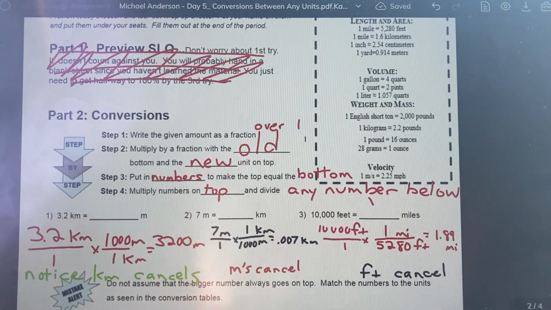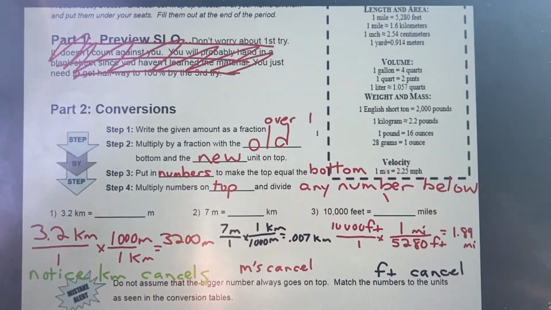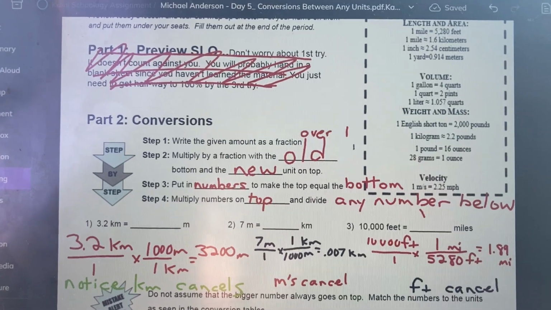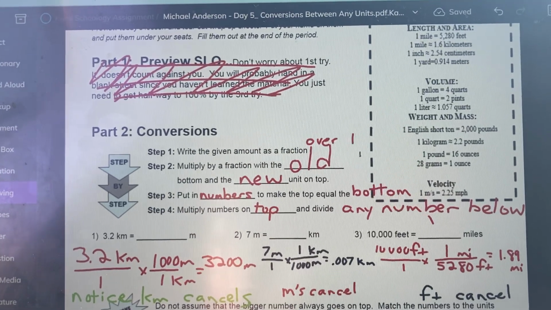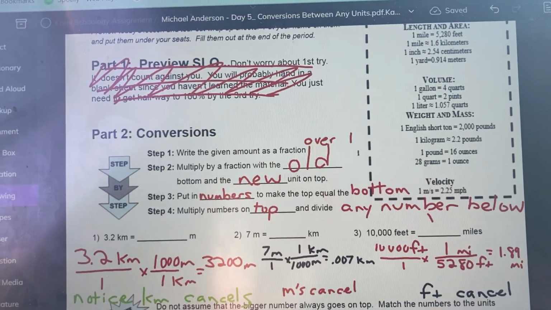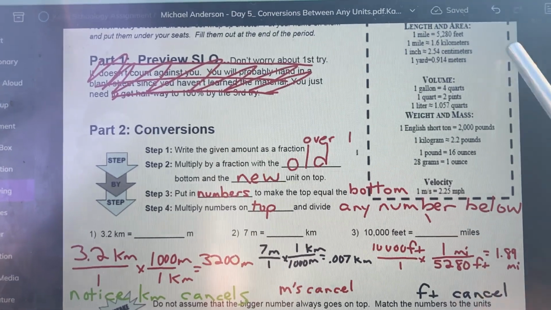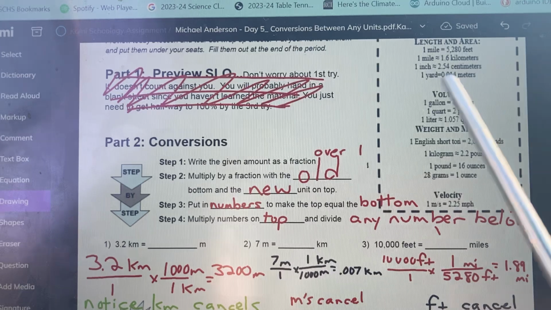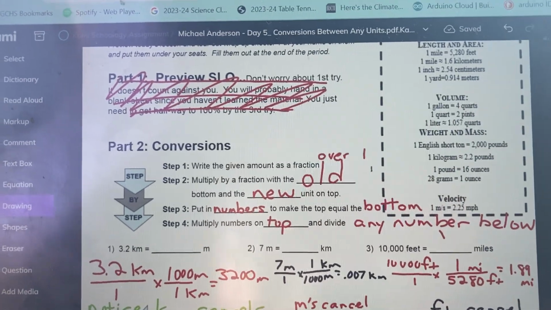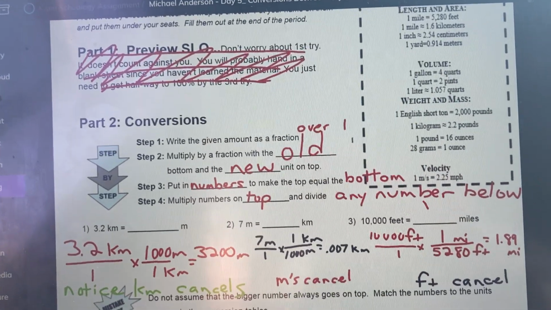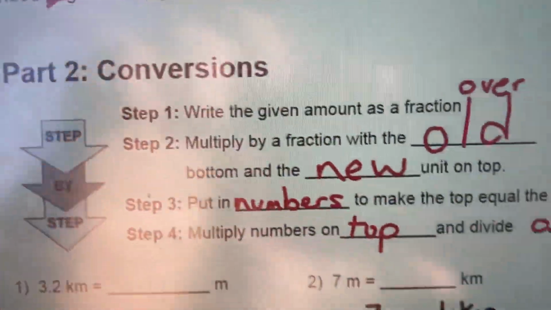Okay, here is day 5, lesson 5, the second page. We're now going to learn how to convert any unit to any other unit, whether they be metric or English or anything else. In this corner here of the second page, we have a bunch of conversions that will help us out. Here are the steps.